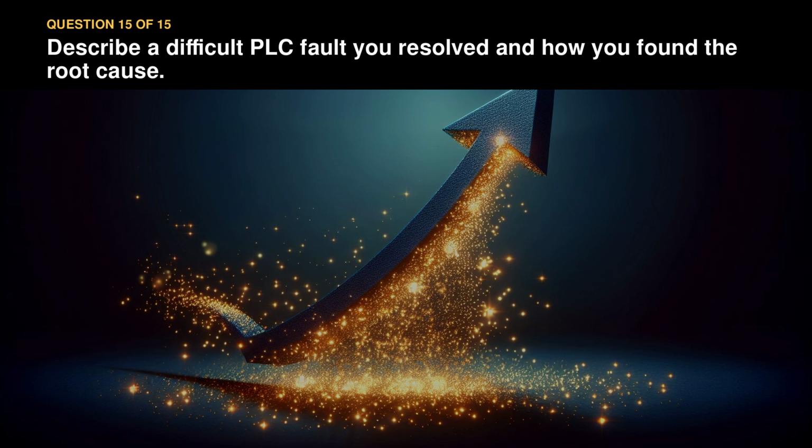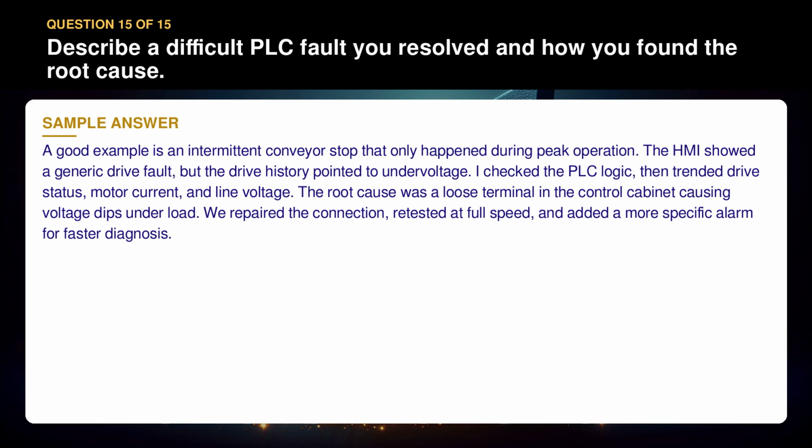Question 15. Describe a difficult PLC fault you resolved and how you found the root cause. A good example is an intermittent conveyor stop that only happened during peak operation. The HMI showed a generic drive fault, but the drive history pointed to undervoltage. I checked the PLC logic, then trended drive status, motor current, and line voltage. The root cause was a loose terminal in the control cabinet, causing voltage dips under load. We repaired the connection, retested at full speed, and added a more specific alarm for faster diagnosis.